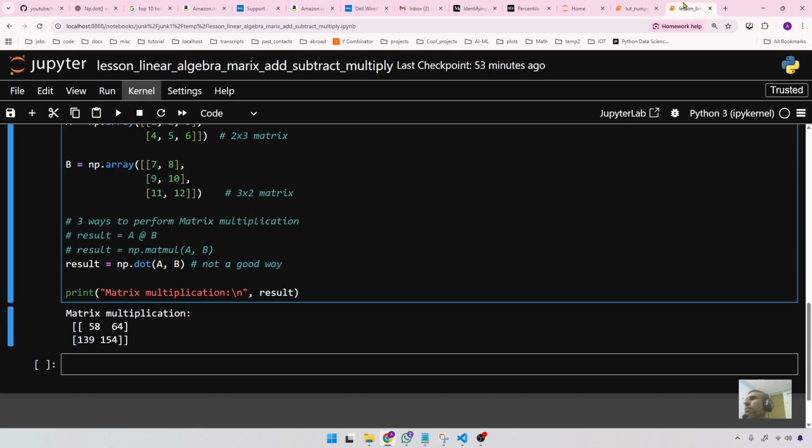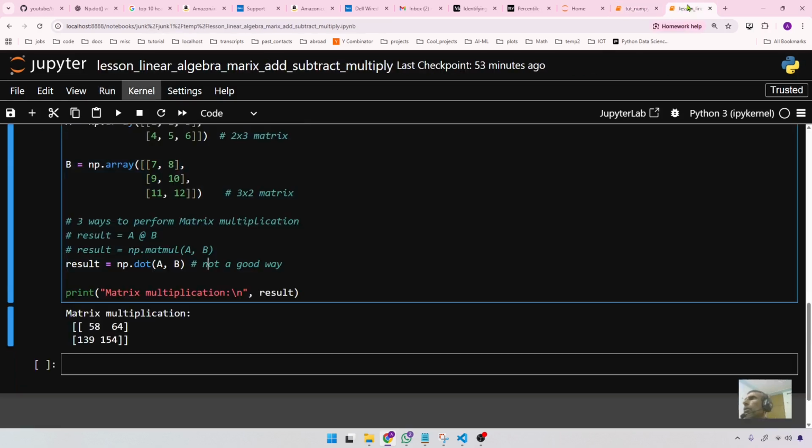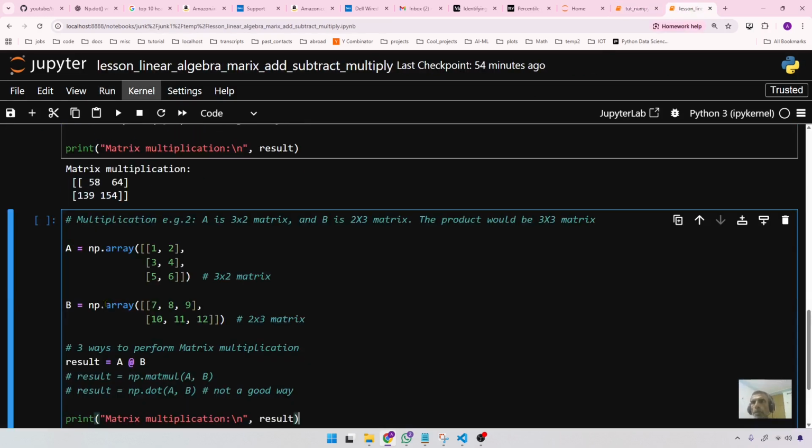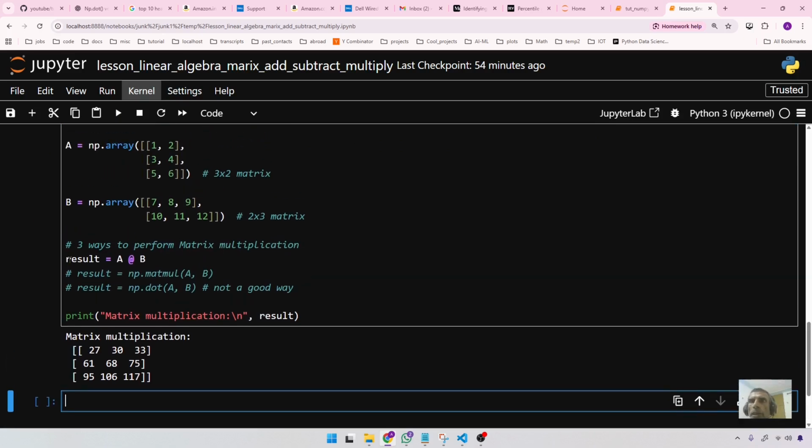Now let's look at another example. In this case, my matrix A is a 3 by 2 matrix, and matrix B is 2 by 3. So your 2 is the same as this 2. Great, you can do matrix multiplication. And the final product would be a 3 by 3 matrix. When you run this, there you go. You can again do it three different ways. You can do this way, or this way, or this way. All three of them will give you exactly the same answer.